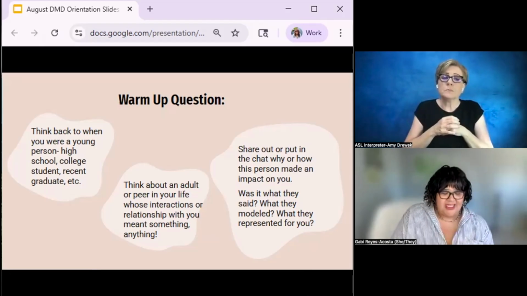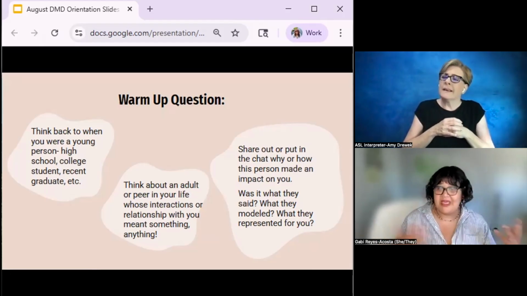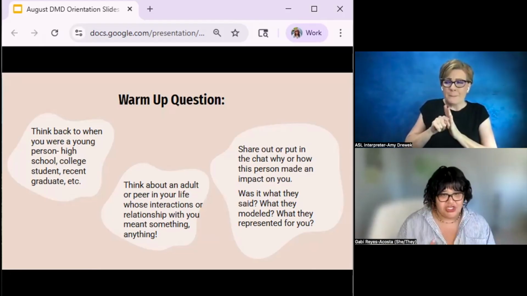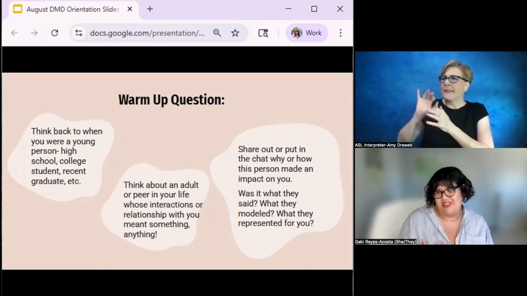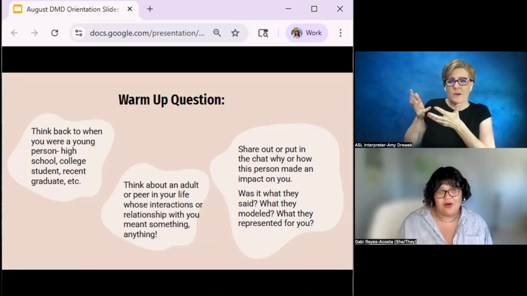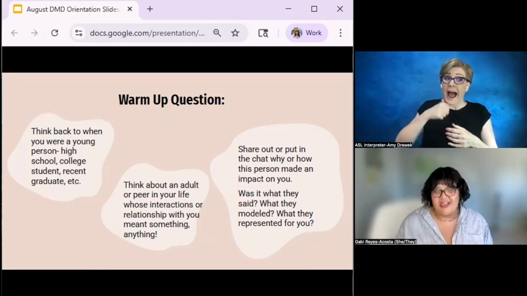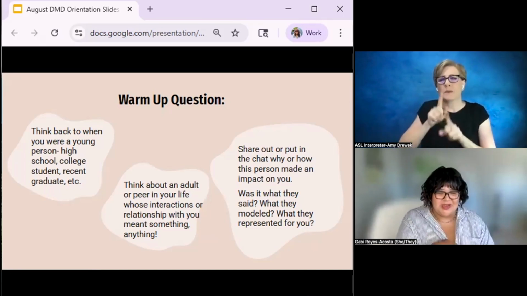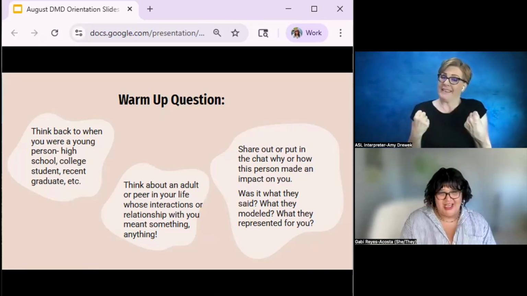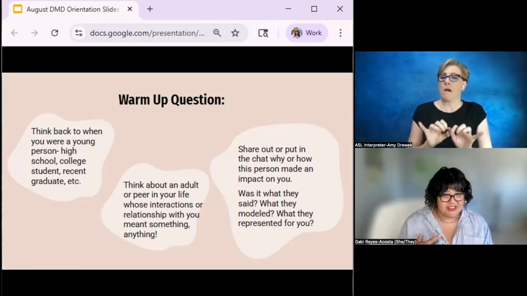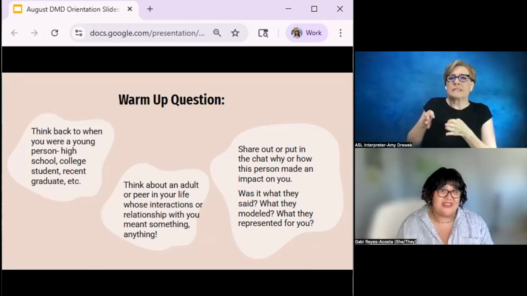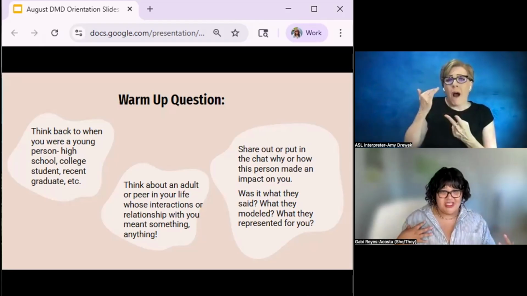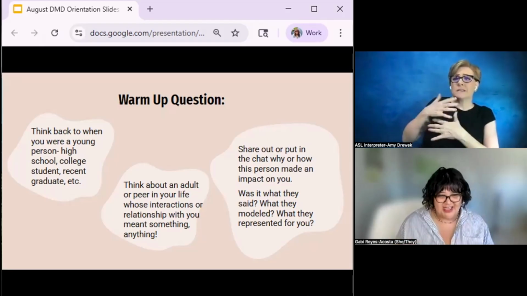And think about an adult mentor or a peer in your life whose interactions or relationship meant something. I said mentor, but it doesn't have to be a formal mentoring relationship. If you feel brave, share out using the raise hand feature or put in the chat why or how this person made an impact on you. Was it what they said? Was it what they showed or modeled to you, what they represented? I would love to hear from you.